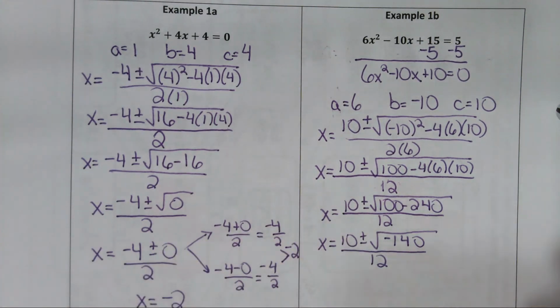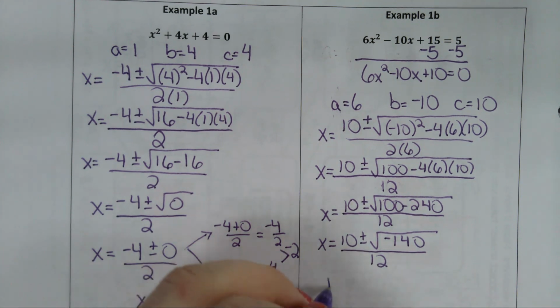And the next step is to take the square root. But we know that we don't know how to take the square root of a negative number yet. We haven't learned that. So we get to stop right there and say no real solution.